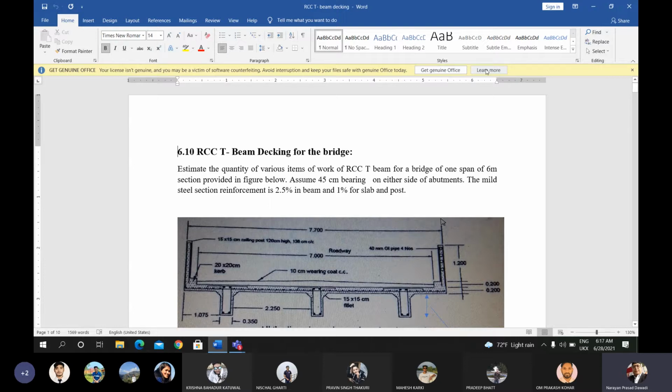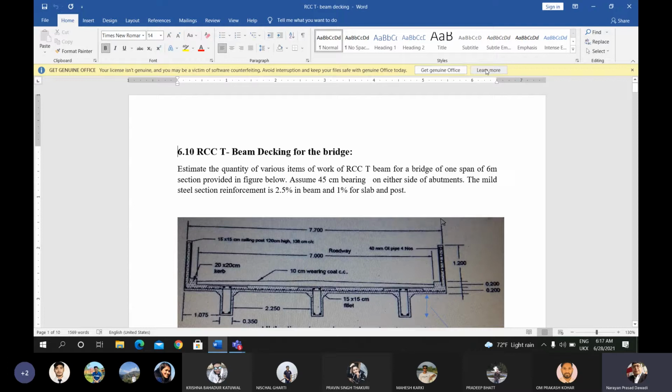The data provided here is that the total width of the bridge span is 7.70 meter, and the railing post height is 1.20 meter. For both sides, the railing post is provided. This is the section. These railing posts are of size 15 by 15 centimeter, and these are separated by 138 centimeter center to center. This is given in the question.